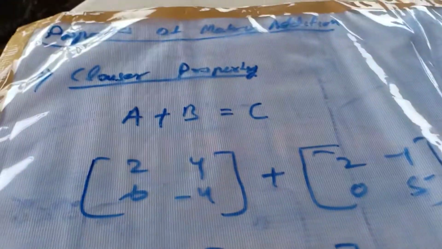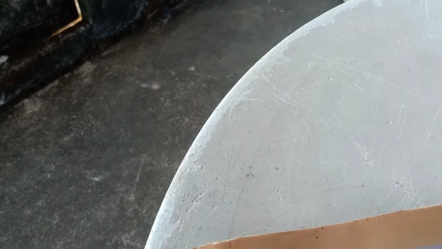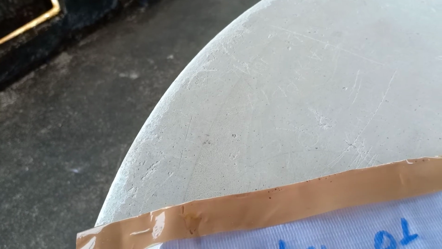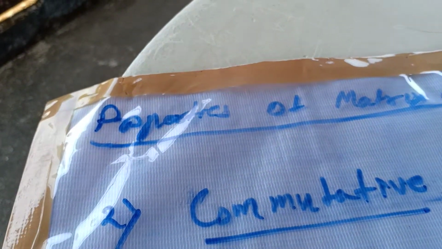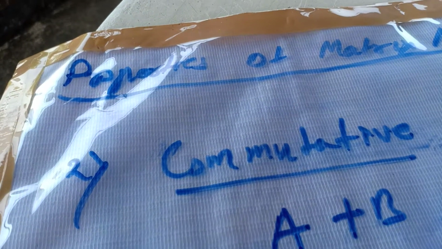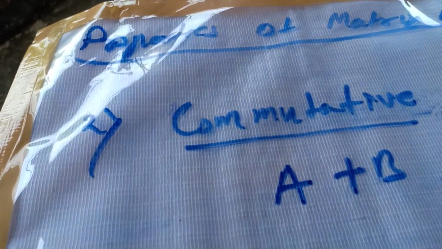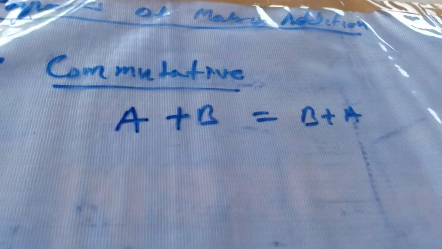Next is the commutative property. The second property is commutative. It says, suppose A is a matrix and B is another matrix. First you determine A plus B, then you determine B plus A. Both the answers will be the same.